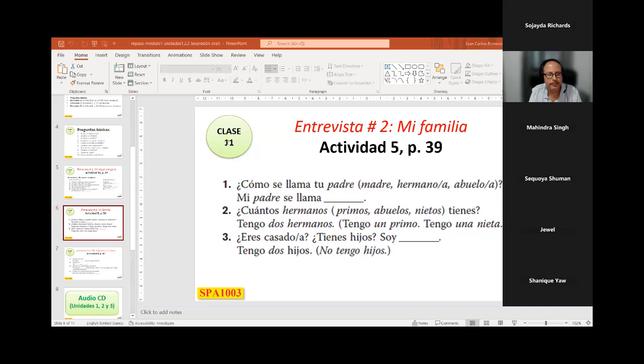Tengo 10 hijos. Tienes 10 hijos. Sí, eres tacaño y tienes 10 hijos. Shane, ¿tienes hijos? Tengo un hijo. Because it's only one. I'm just joking, by the way. Tengo un hijo. Good. If you're gonna lie, lie well. That's something that we say in Spanish: si vas a mentir, miente bien.